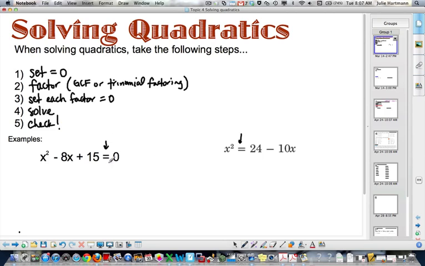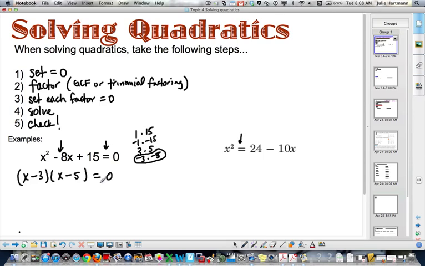Okay. So this first one, x squared minus 8x plus 15 equals 0. We're already set equal to 0, so the next thing is to factor. This is your trinomial factoring. What are the factors of 15? So 15, we could do 1 times 15, negative 1 times negative 15, 3 times 5, or negative 3 times negative 5. So what adds to give us a negative 8? Negative 3 plus negative 5. So we have x minus 3, x minus 5 equals 0.